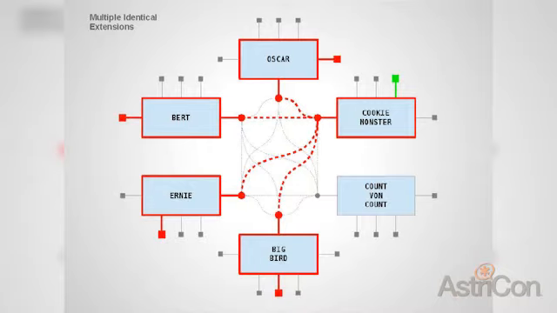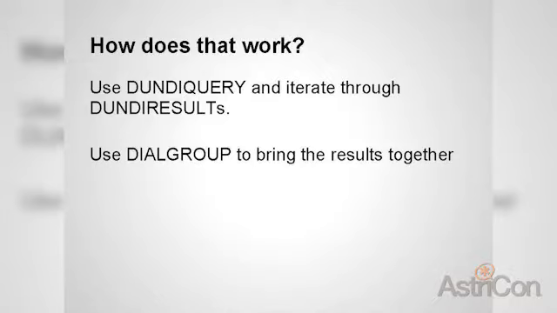All right, so here we see Cookie Monster is calling an extension that exists on all the nodes except for Count von Count, because it's actually a pretty smooth setup. How does this work exactly? How do I call multiple phones at once? Well, you use DUNDi query and you iterate through the DUNDi results. And then you use dial group, which is also known as the poor man's queue, to bring all the results together into one string that you can just pass to a dial and then call all these locations at once.